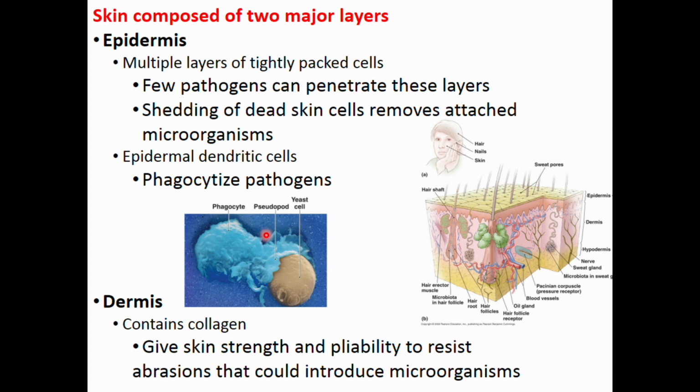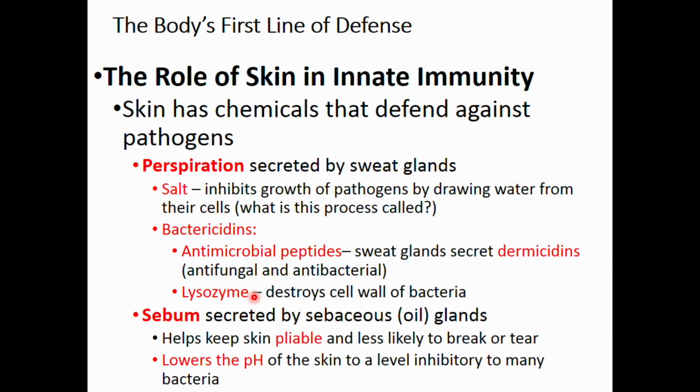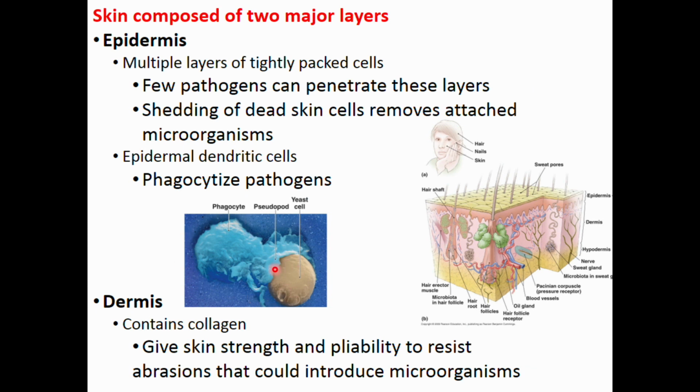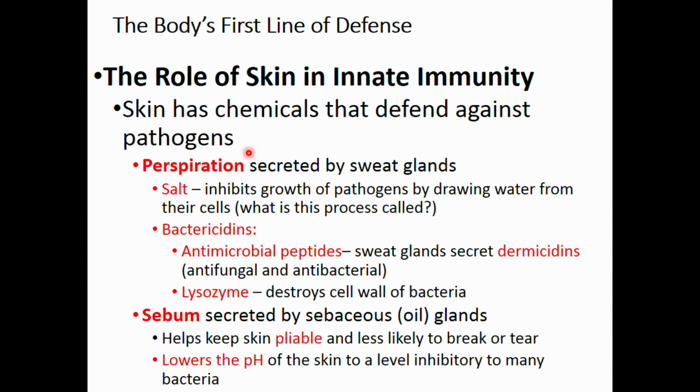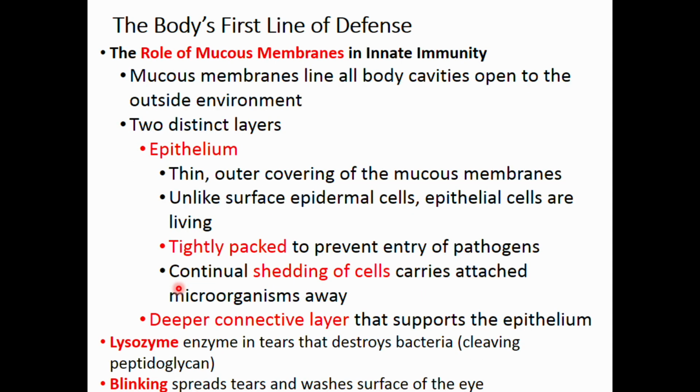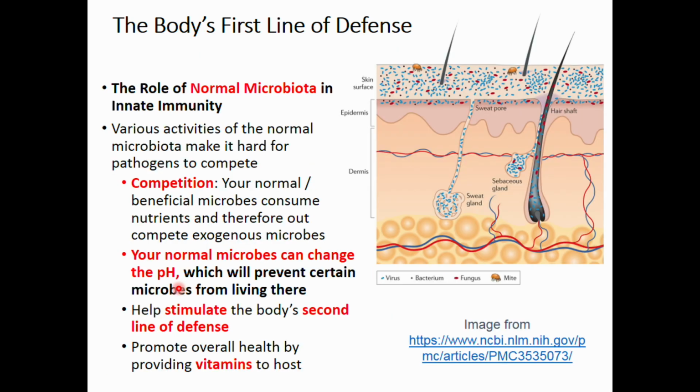We have roaming phagocytes which will go around and eat pathogens. We sweat, which has salt, which dries out various microbes. We actually secrete peptides and enzymes which will degrade bacterial components and kill them. We have our own normal microbiota, which we house and gets pushed to the surface, which changes the pH of the surface as well as outcompetes and kills other bacteria.